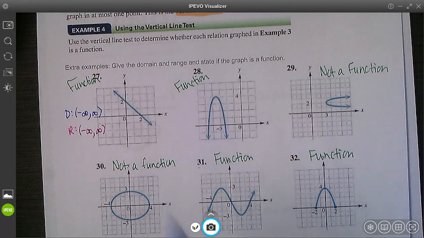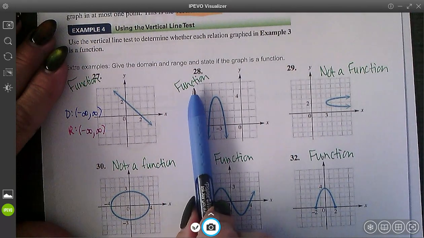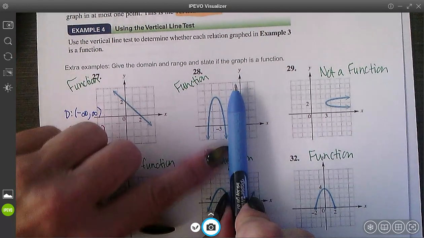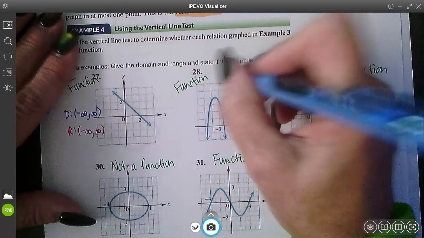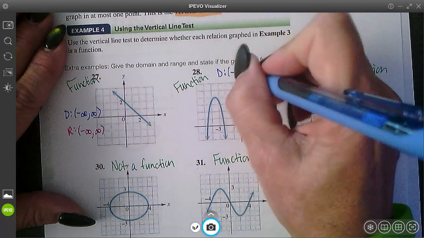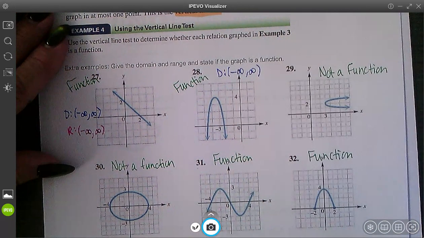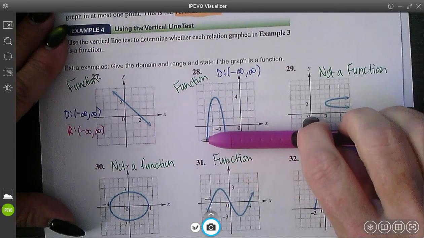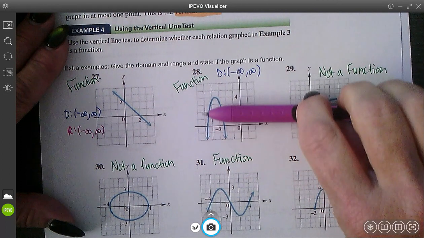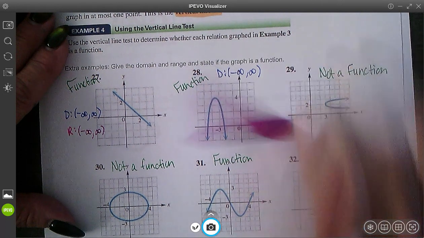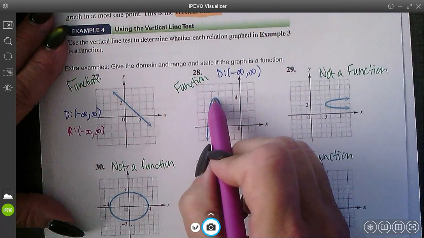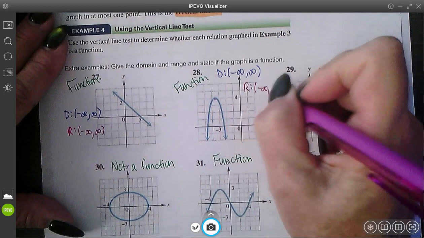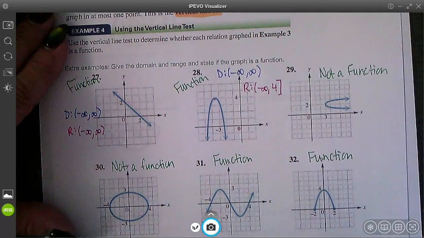28, domain. Going left to right, first thing you run into is an arrow, last thing you run into is also an arrow, so that is negative infinity to infinity. On the range, when you go from bottom to top, the first thing you hit is an arrow, so it starts at negative infinity. The last y value you run into is this one right here, which is at 4. So the range will go from negative infinity up to 4 with a bracket on 4.